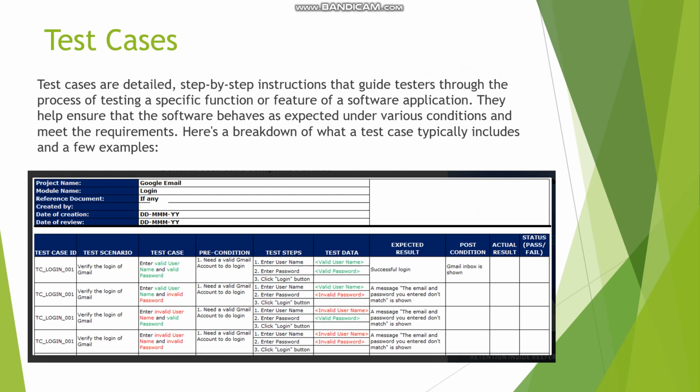We will write the test case depending upon the functionality of the application. So if you take Google email login, what it covers is: test case ID first, a unique ID, then test scenario, test case description, preconditions, test steps, test data, expected results, actual results, then status, pass or fail. So these are the things that will be covered in the test cases.